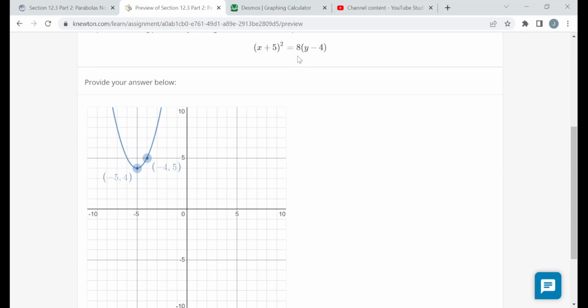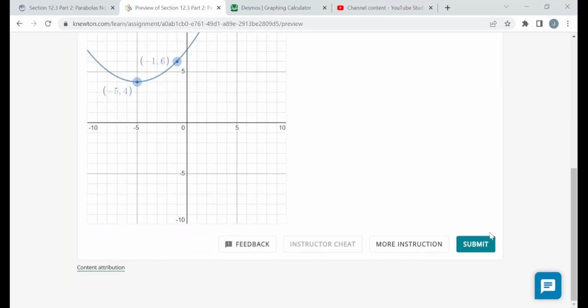And 4p is 8, so p is 2. The focus would be 2 units above (-5, 4), so at (-5, 6), and then the length of the latus rectum would be 8. So I go 4 units right, 4 units left. So instead of (-5, 6), move 4 right, that'd be at (-1, 6). (-1, 6) will be one of the ends of the latus rectum. And again, double check it. Make sure when x is -1 and y is 6, these give you the same thing, and you'd get 16 equals 16. That's true. All right, so there's your picture.